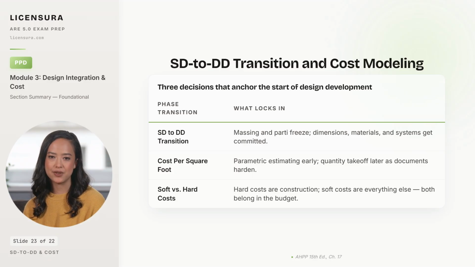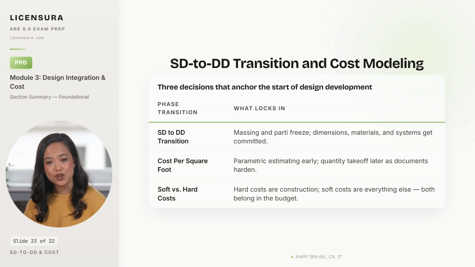Hard costs are everything paid to the contractor for construction. Soft costs include design fees, permits, FF&E, financing, and contingencies. And both have to be tracked together because the project budget is the sum, not just the construction number.